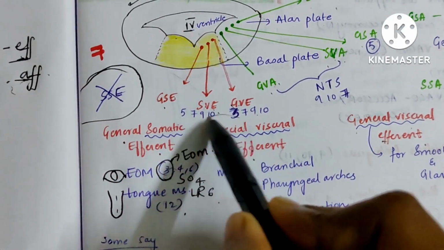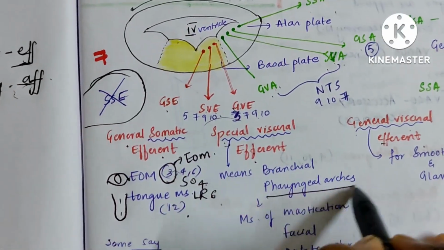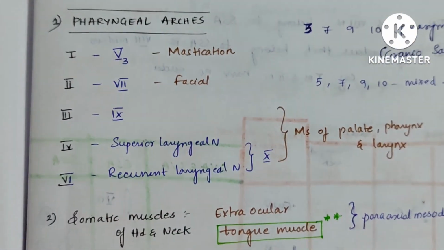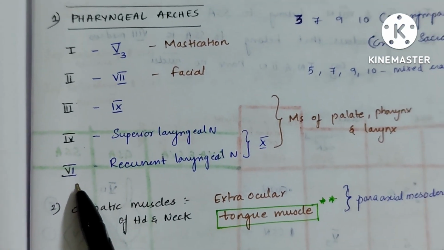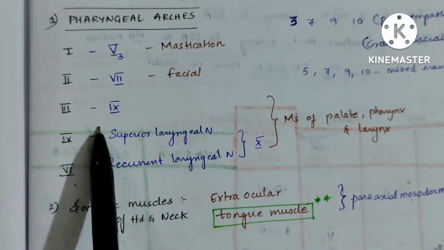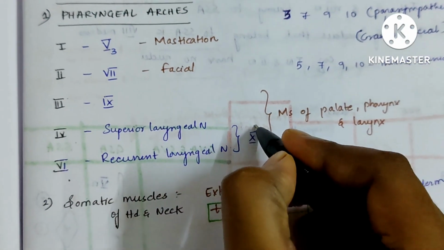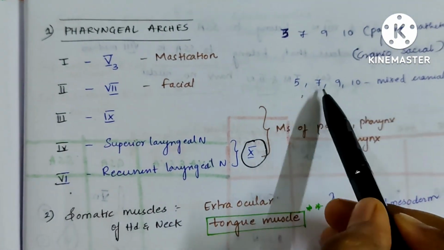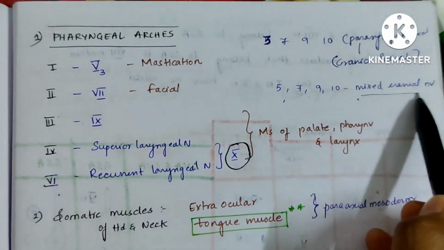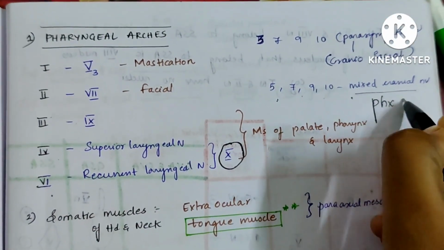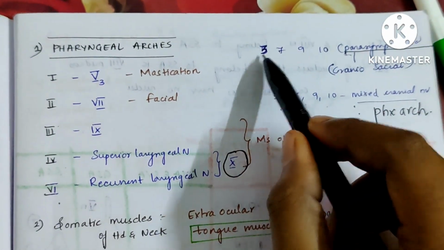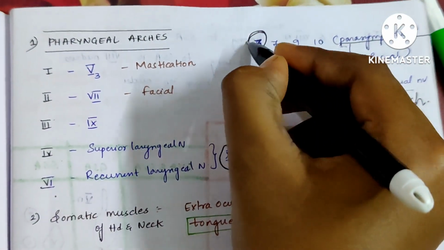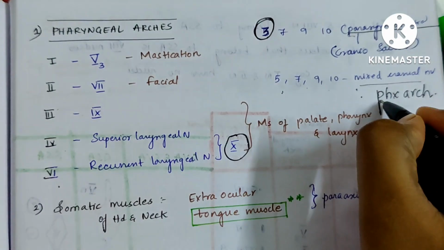The second column is special visceral efferent. The special thing here is about the pharyngeal arches, so now let us learn about the pharyngeal arches. The pharyngeal arches are 5 again, but the fifth one is missing. The first arch is the 5th nerve, the second is the 7th, the third is the 9th, and the 4th and 5th together are the 10th, branches of the 10th nerve. So 5, 7, 9, 10 are the mixed cranial nerves, and those are the nerves involved in the pharyngeal arches. Remember it as 5, 7, 9, 10 pharyngeal, whereas parasympathetic is 3, 7, 9, 10. Only one number changes.